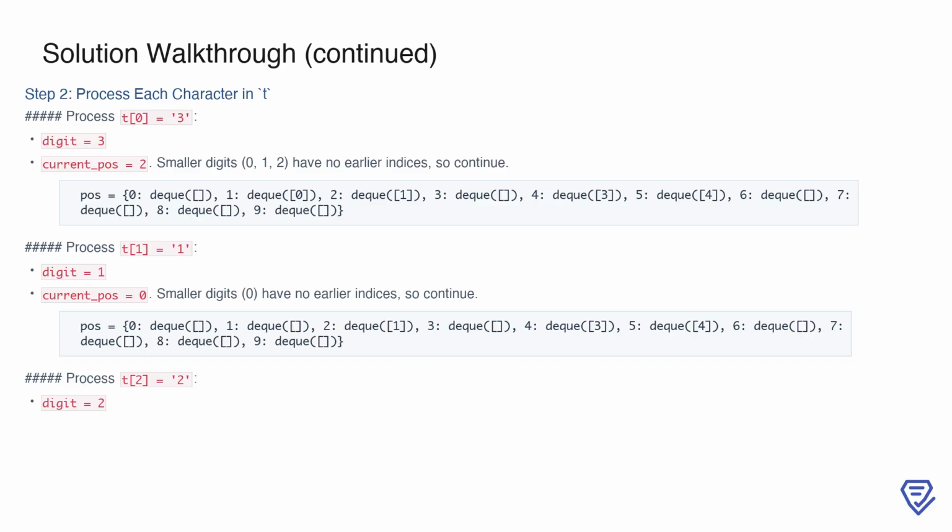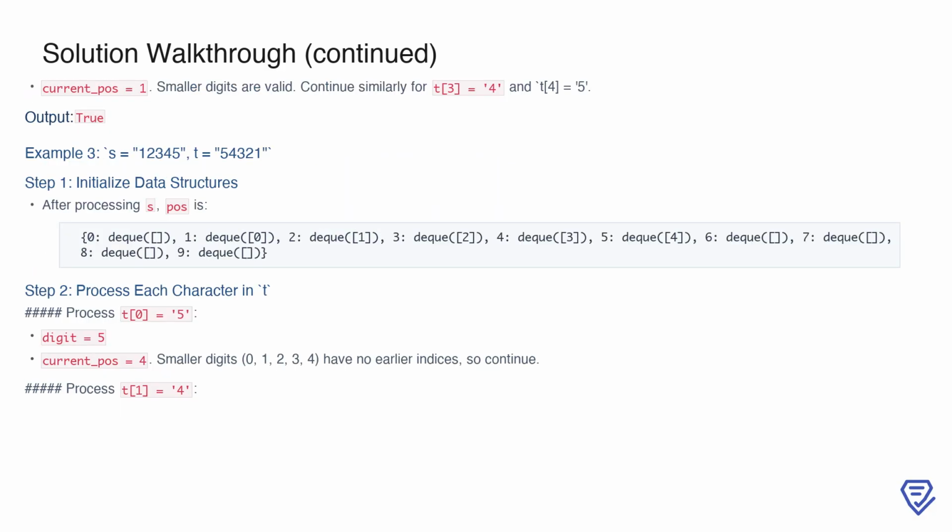After this, we process T[2] equals 2, repeating similar checks. For the digit 2, we pop the leftmost index from POS[2], resulting in current_POS equals 1. This satisfies all the necessary conditions for smaller digits. We then continue processing T[3] equals 4 and T[4] equals 5 in sequence, verifying that each digit can be processed without violating the constraints. By the end, all characters in T are processed successfully, and the POS dictionary reflects that all indices have been used. The output for this example is true, confirming that T is transformable from S.